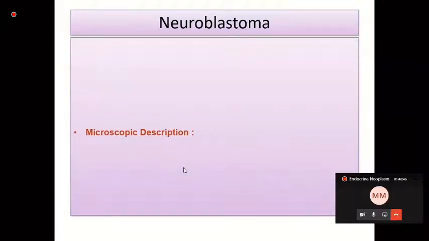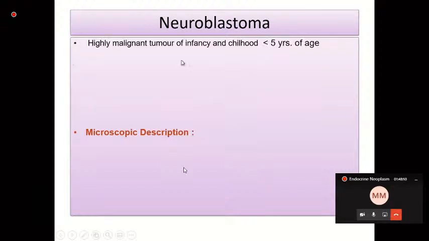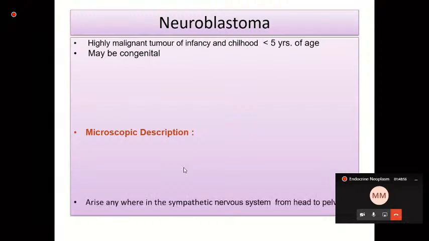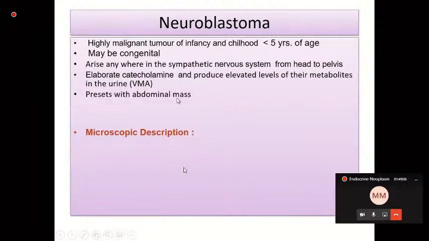Neuroblastoma. So neuroblastoma is a highly malignant tumor of infancy and childhood. Okay, and it may also be congenital or arise anywhere in the sympathetic nervous system from the head to pelvis. Okay, it elaborates catecholamine and produces elevated levels of their metabolites, like VMA.